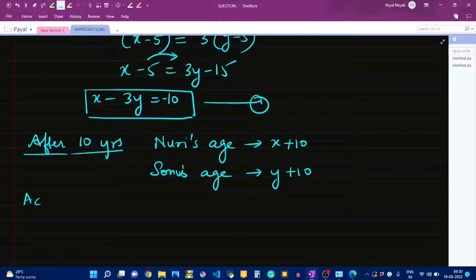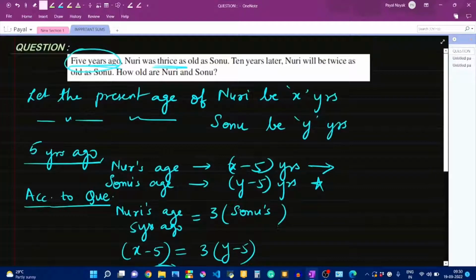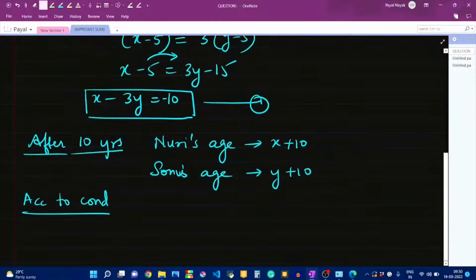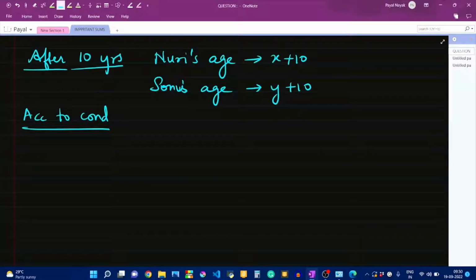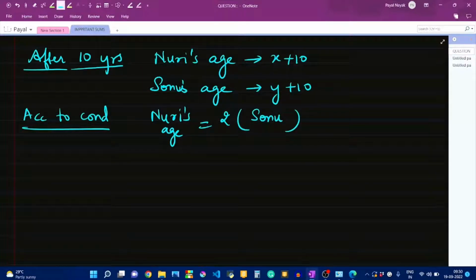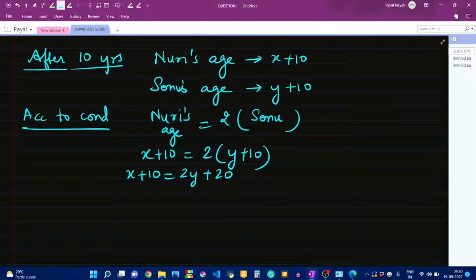So according to the condition, what is the question telling you? That after 10 years, Noori's age will be twice. So here you can see the word twice as old as Sonu. So that means the relation between their ages after 10 years is Noori's age is equal to twice as old as Sonu's age, right? But the comparison between the ages is after 10 years. So Noori's age after 10 years is X plus 10, and Sonu's age is Y plus 10.